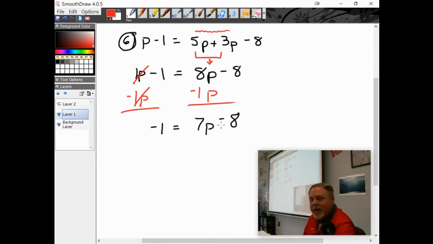So how do I move a subtract 8? What's the opposite of subtracting 8? Well, I add it to both sides. Notice that I add variables to variables and numbers to numbers. A negative 8 and a positive 8 adds up to 0. 0 and 7p just leaves 7p.